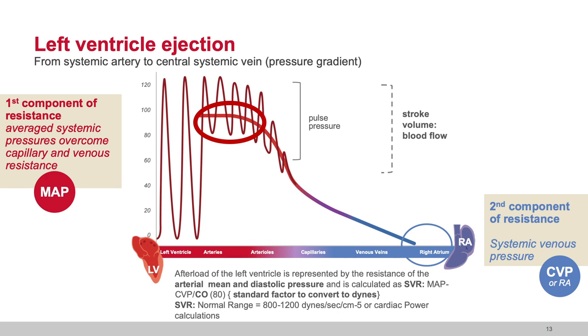MAP minus CVP actually tells us about the resistance circuit. And if we divide that by cardiac output, blood flow over a minute's period of time, that is MAP minus CVP divided by cardiac output, and then we convert that into a resistance measure known as dynes using a factor of 80. So MAP minus CVP divided by cardiac output times 80. That converts this into a measure that you use every day, and that measure is systemic vascular resistance, SVR.